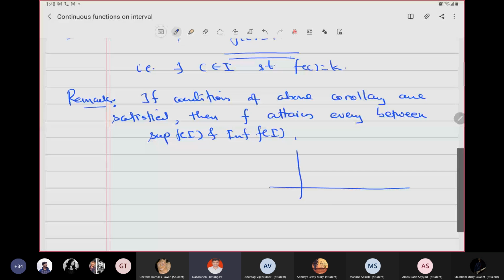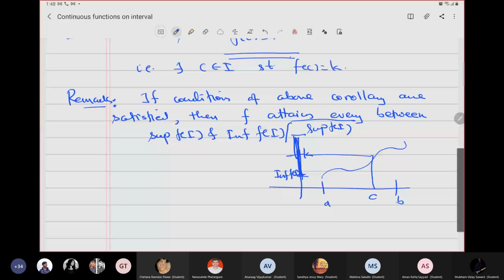If your function is defined on interval [a, b] and you know that some number is the infimum of f(I) and some other number is the supremum of f(I), then whatever k you choose, it will fill up everything. That means you go back and see there is c. That means you choose any number between the supremum and infimum, it will be completely filled up by images of values of the function. What does it mean?